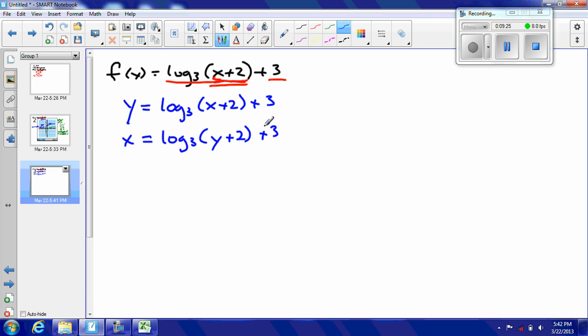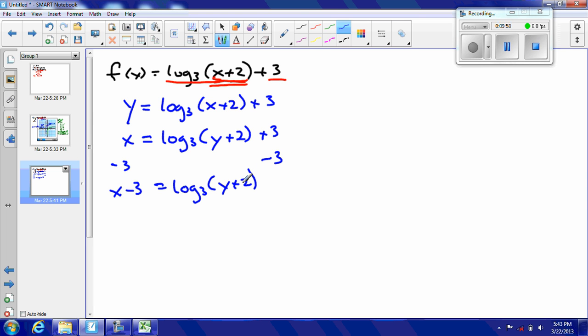Now I have to solve for y. Well, my y is trapped in this logarithm, as a part of a logarithmic argument, and I'm going to have to free it. But before I can free it, I need to get rid of all the debris around this logarithmic expression, which is this +3. So I'm going to subtract 3 from both sides of my equation. And I'm going to have x minus 3 is equal to log base 3 of (y plus 2).